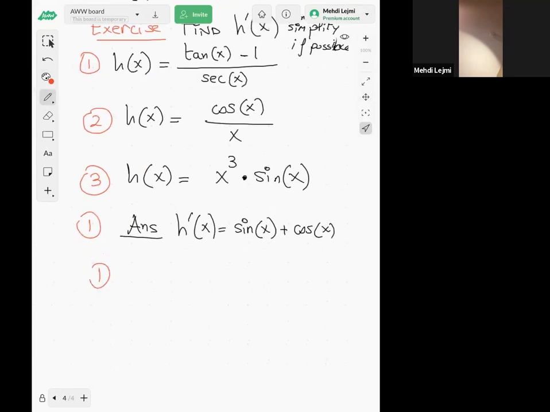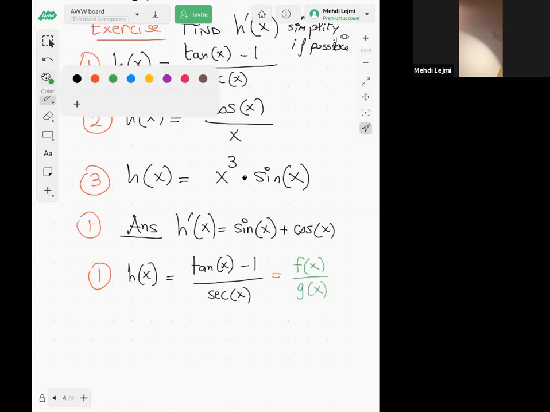h of x is tangent of x minus 1 over secant of x, right? And as I said, when you want to compute the derivative, first you have to ask yourself which operation we have here. Here, for example, this is a fraction, so we have division. This is f of x over g of x, so we're going to use the quotient rule.